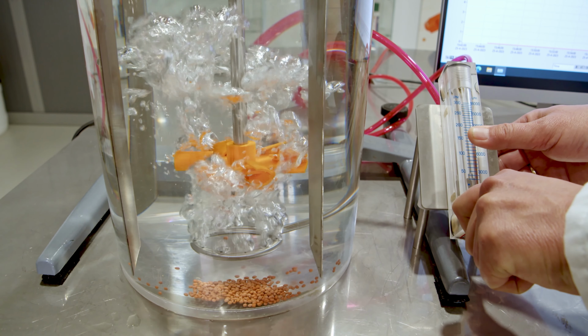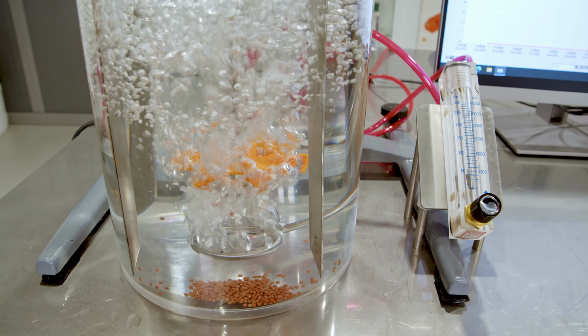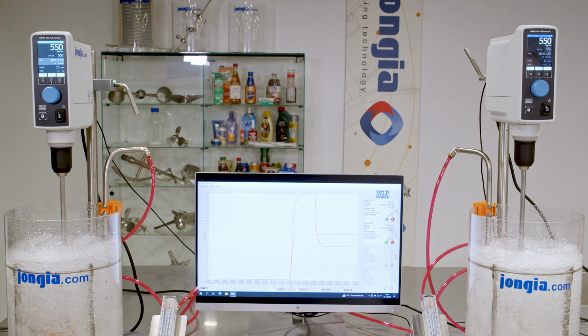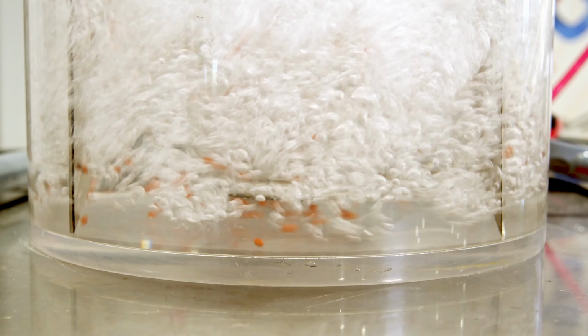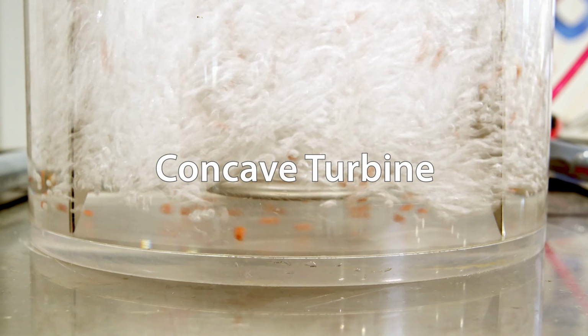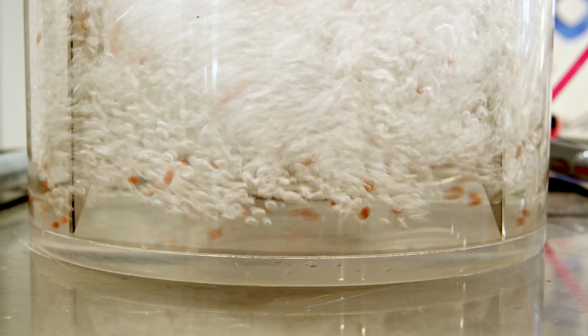Now we will start letting the spargers pump 3000 liters of air into the liquid. Meanwhile, we will keep the turbines running at 550 RPM. It's clearly visible that the concave turbine is creating a better air distribution in the tank. Certainly in the corners of the tank bottom, just below the turbine element.